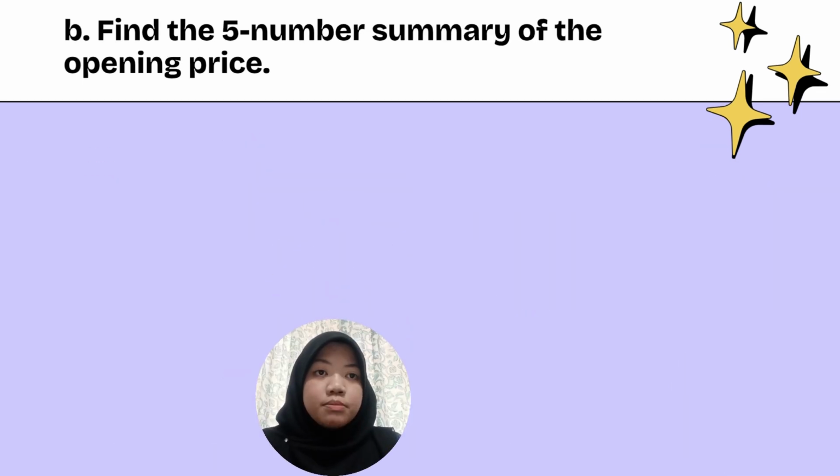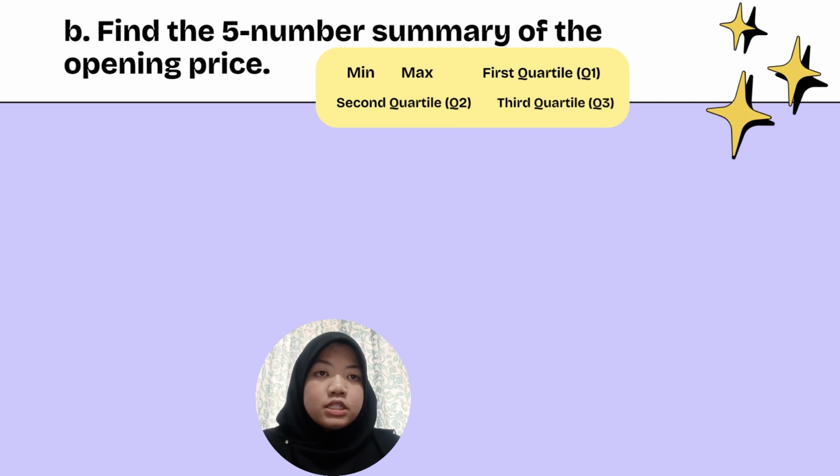For question B, we have to find the 5 number summary of the opening price, where the 5 number summary is minimum, maximum, third quartile, second quartile and first quartile. According to the ascending order, we got the minimum number, which is 3.0480, while the maximum number is equal to 3.8690.